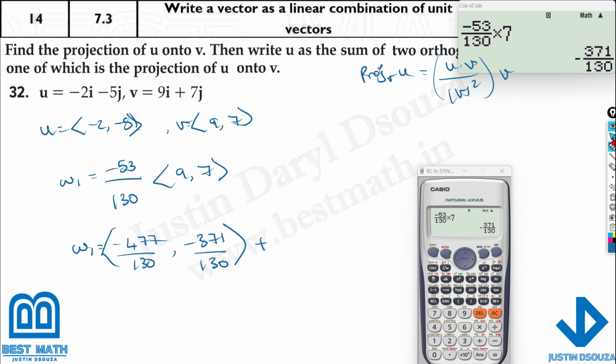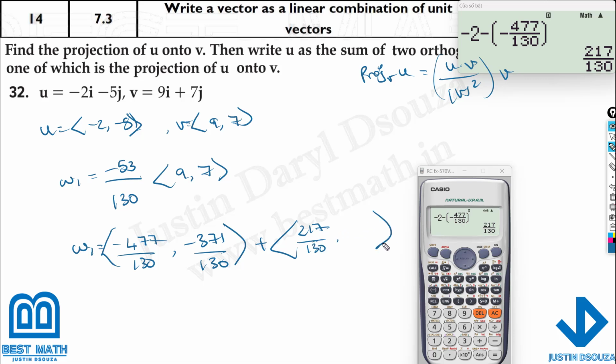How do you find that? You can directly find it out. What is U vector here? It is -2 subtracted with this one, -477 divided by 130. Then close the bracket. That's one answer. It's 217 by 130.